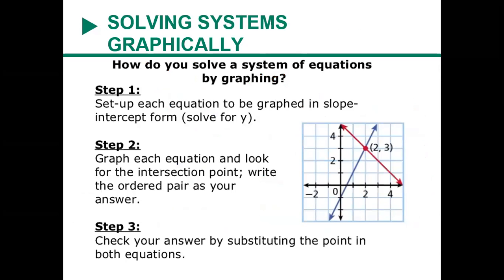So graphically, how do we do this? Well, graphically, step 1, you set up each equation to be graphed in slope-intercept form. So slope-intercept form is our y equals mx plus b form, right? And then step 2, you graph each equation and look for the intersecting point. Write the ordered pair as your answer. Check your answer by substituting the point in both equations. So when we're graphing, remember you graph starting with your y-intercept when possible, and then you use your slope as your rise over run.